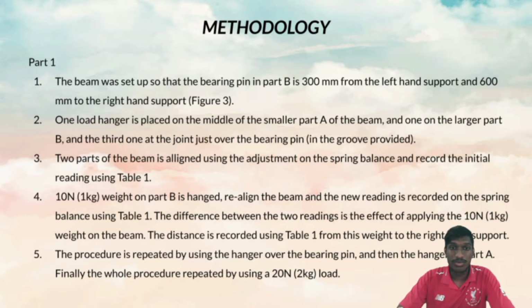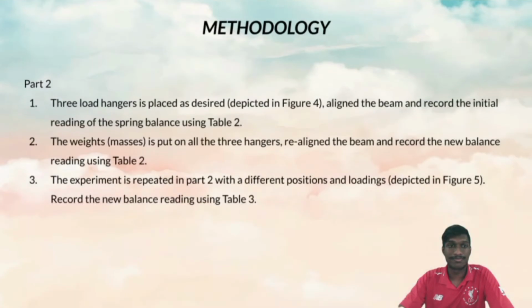The difference between the two readings is the effect of applying the 10 Newton, which is 1 kg weight, on the beam. The distance from this weight to the right hand support is recorded using table 1. Then the procedure is repeated using the hanger over the bearing pin and then the hanger on part A. Finally, the whole process is repeated using a 20 Newton, which is 2 kg load.